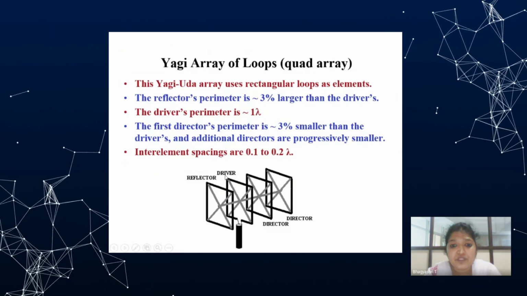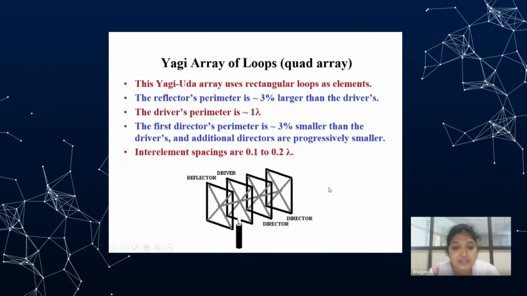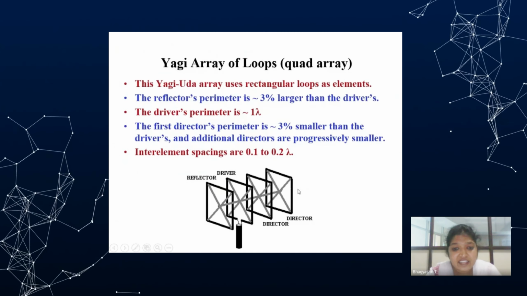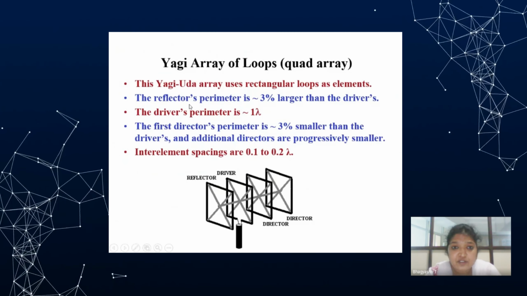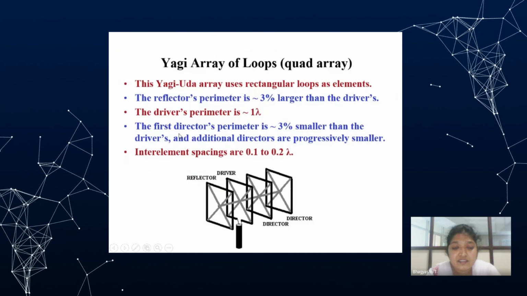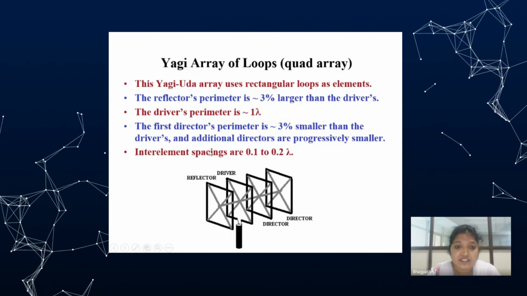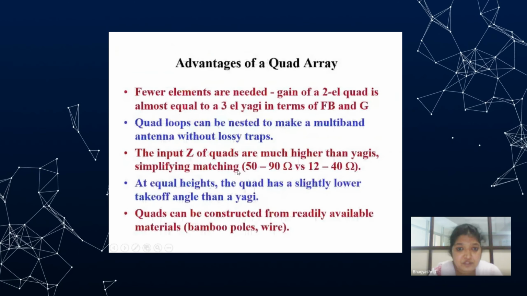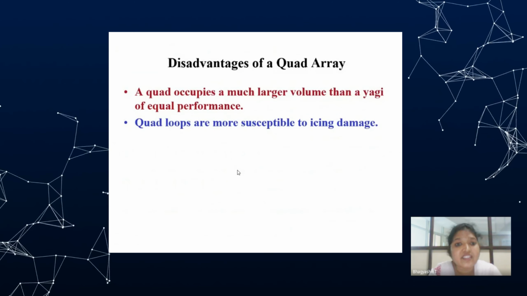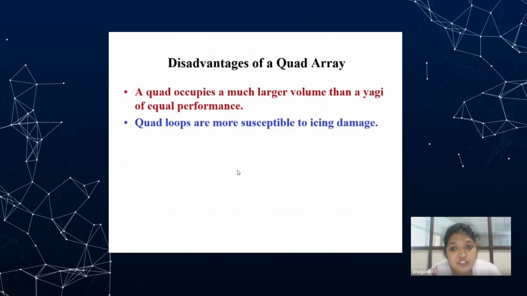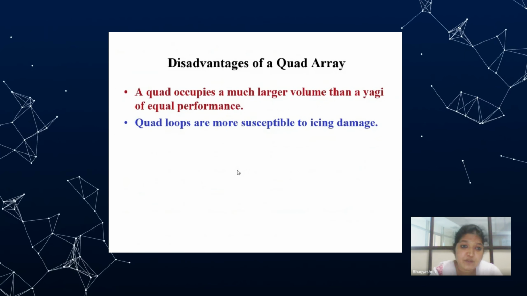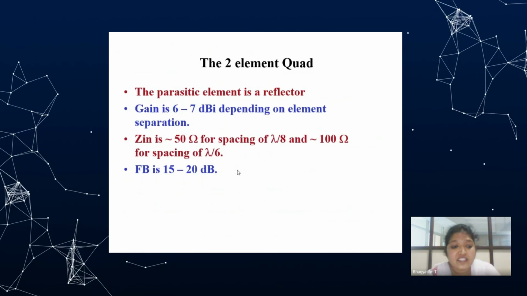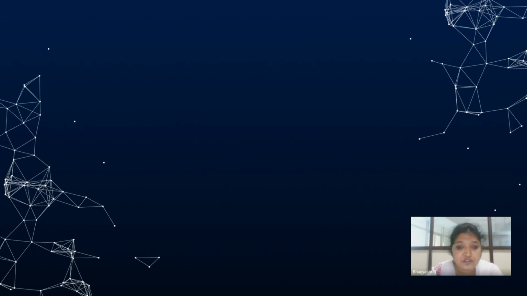These are the loops. Various loop Yagi-Uda antennas can exist. The same structure is there: reflector, driver and then director. These are the dimensions: how large the reflector will be, then the perimeter of the first director, with the same spacing of 0.1 to 0.2. These are the different options for array antennas. Now what is the disadvantage of that? It has a much larger volume than a Yagi for equal performance and is more susceptible to icing damage. So these are the disadvantages of the Yagi-Uda antenna.